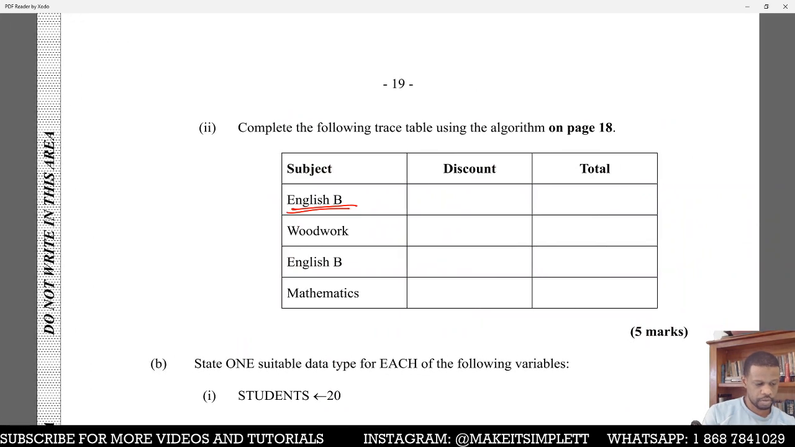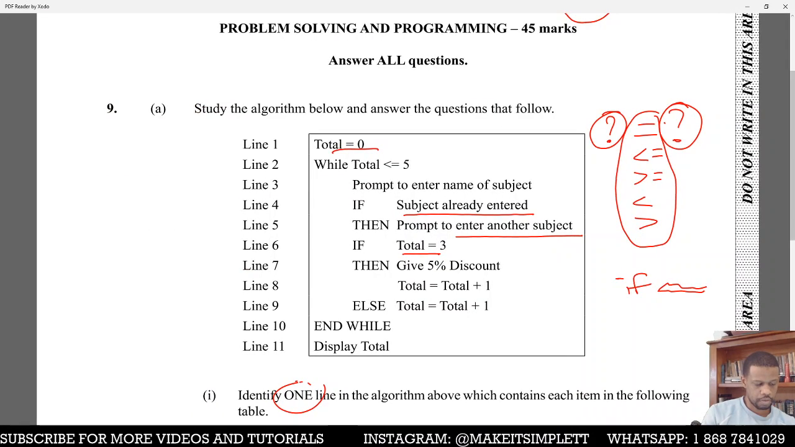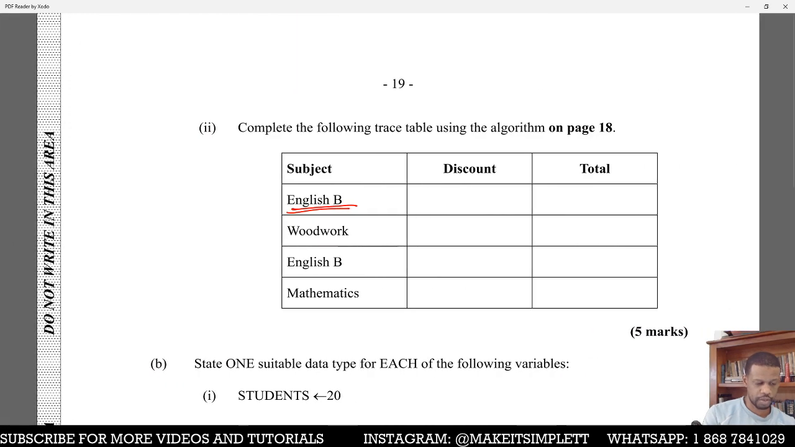So we're going to now say, if the total is equal to 3, 5% discount, else total is equal to total plus 1. So we're not doing this part here. We're not giving our 5% discount for the first one. We're just going to say total is equal to total plus 1. So total is going to go up to 1. Discount is going to be 0.